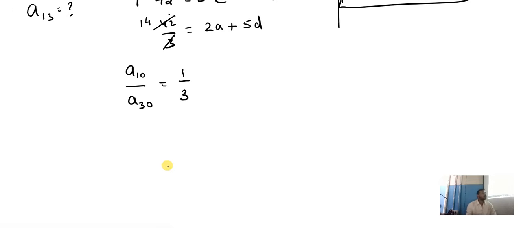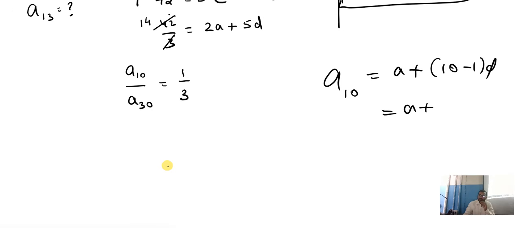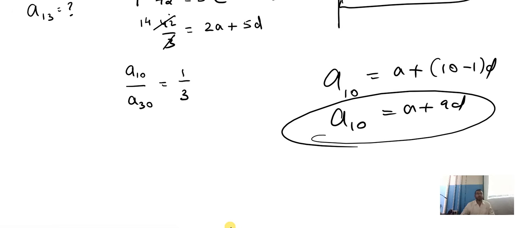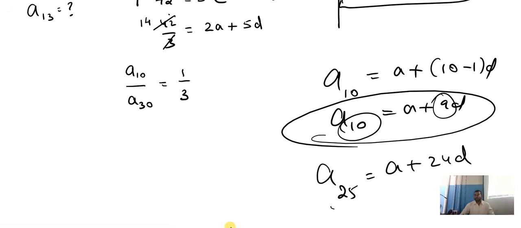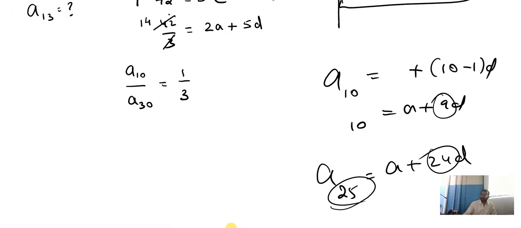Now for A10, we have a shortcut formula. A plus n minus 1 d with n as 10 is A plus 10 minus 1, that is 9d. This is our shortcut formula. Remember, A10 means A plus 9d: if you write 10 here, you should write 9. Only one number less. Similarly, A25 can be written as A plus 24d. One number less. Shall we apply this logic now?